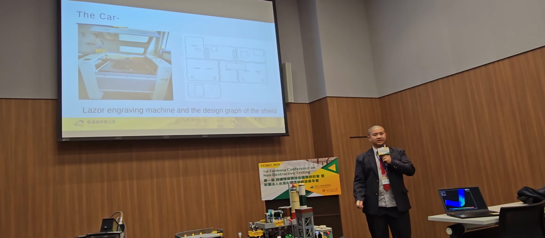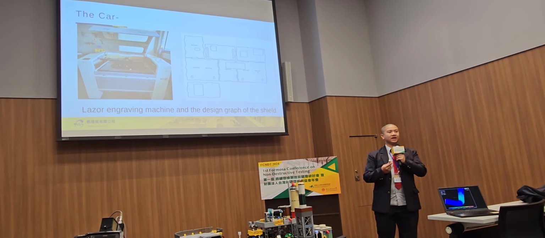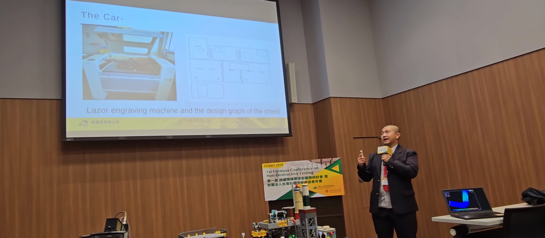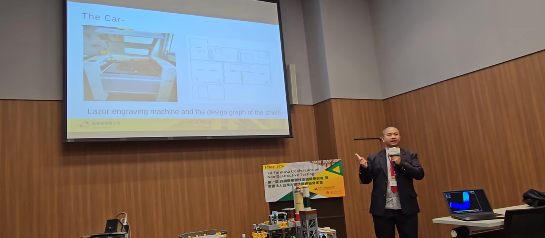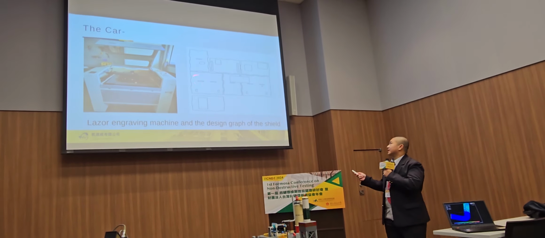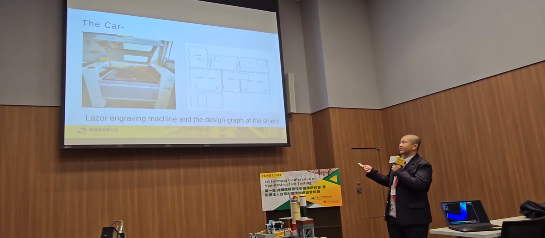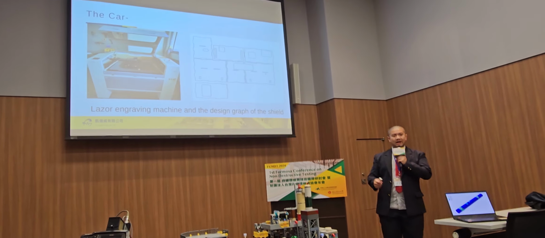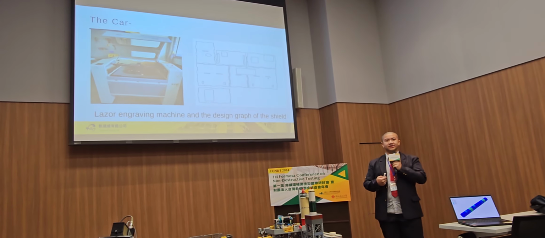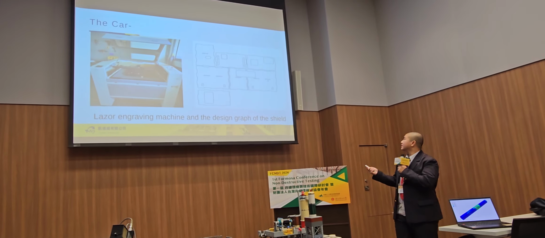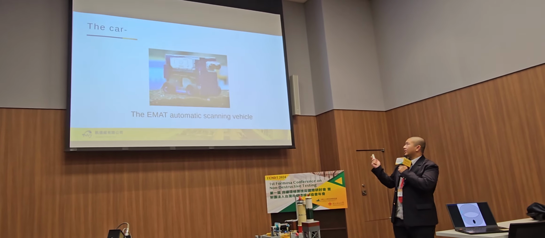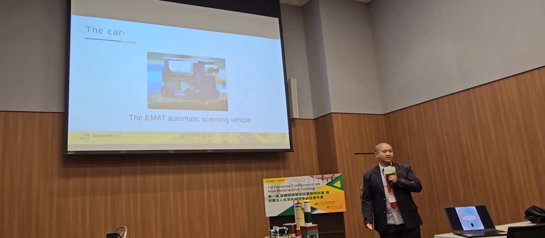And as for the outer shield, we use the optic board, and then we use laser engraving technology to cut it. And this is a design graph of the laser engraving. I used AutoCAD, the application, to design it. And then this is the whole EMAT automatic scanning vehicle.